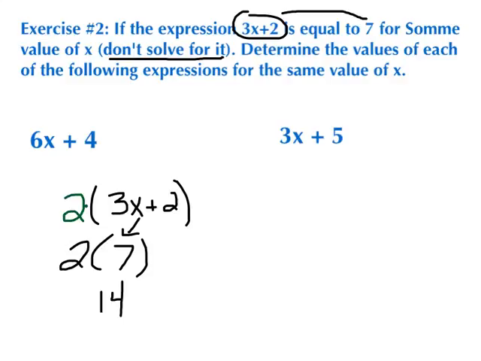The next one, B, is a little bit trickier. I have 3x plus 5. I'm going to start the same way. I'm going to put down my 3x plus 2.